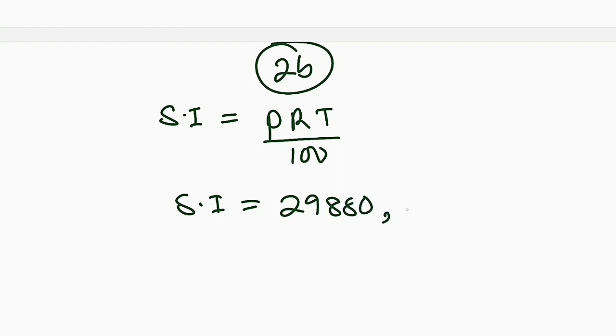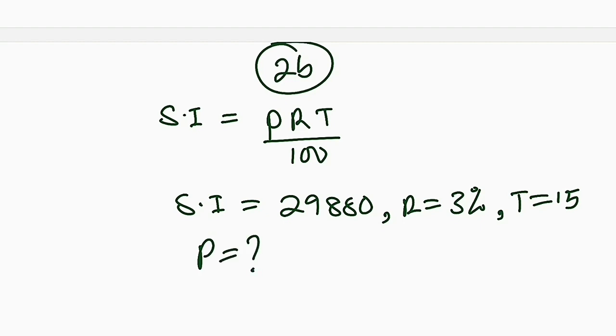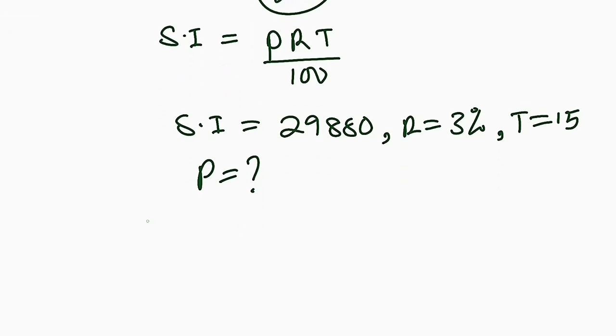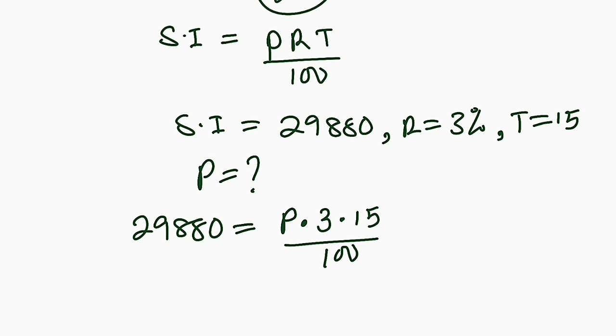29,880. The rate is also given as 3%. The time is given as 15 years. And what are we looking for? We are looking for the principal. So let's substitute. We have 29,880 equal to the principal that we are looking for times the rate 3 times 15 divided by 100.